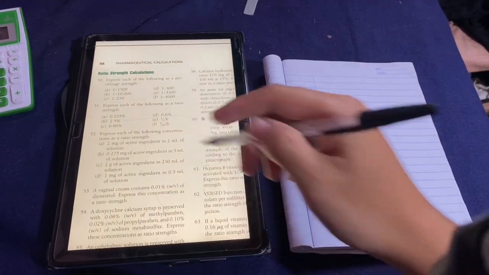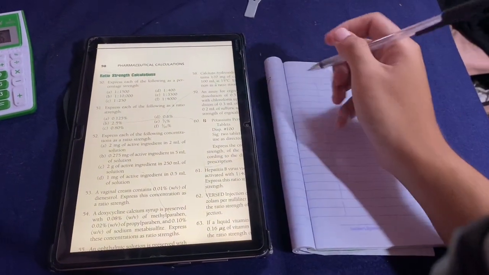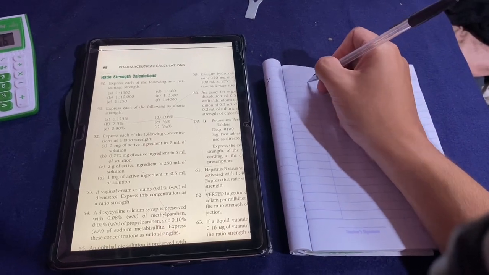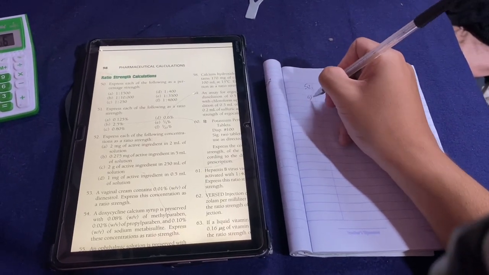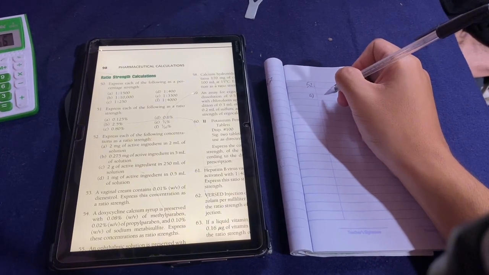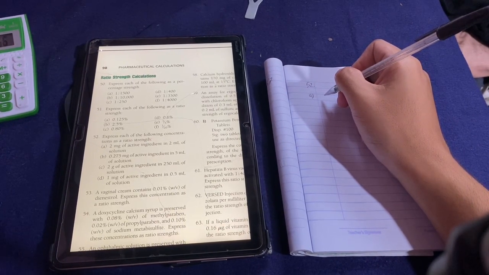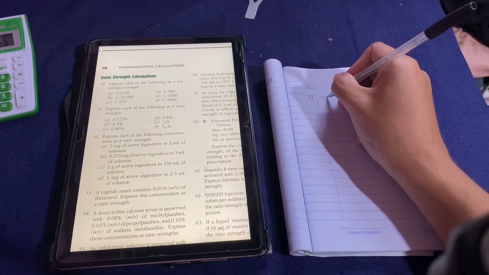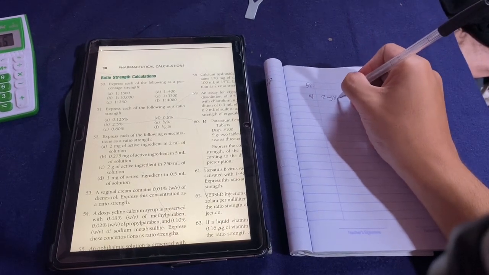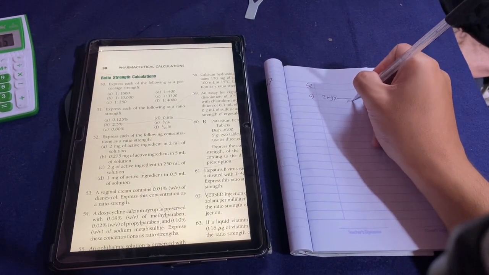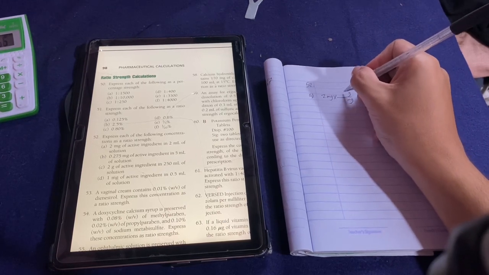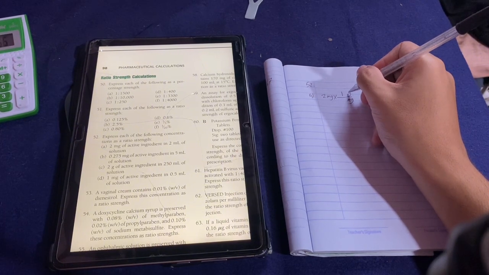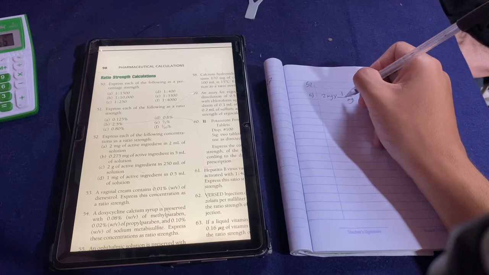Proceed with 52. Express each of the following concentrations as ratio strength. So 52, sabi nga, ang A, 2 mg of active ingredient is in 2 ml of solution. So very simple lang yan, guys. Ang gawin natin, ang 2 mg na yan, i-convert natin siya into grams. So ang mg dito sa baba, tapos ang grams sa taas, kasi ang pinakamalaki is grams. So dito ang 1, then 1,000 ang isang gram. Ilan milligrams sa gram? 1,000.